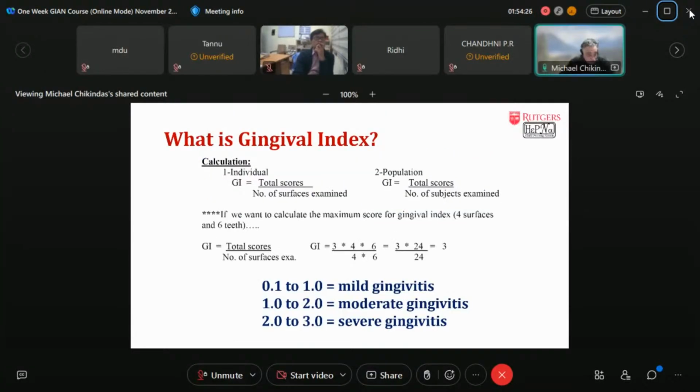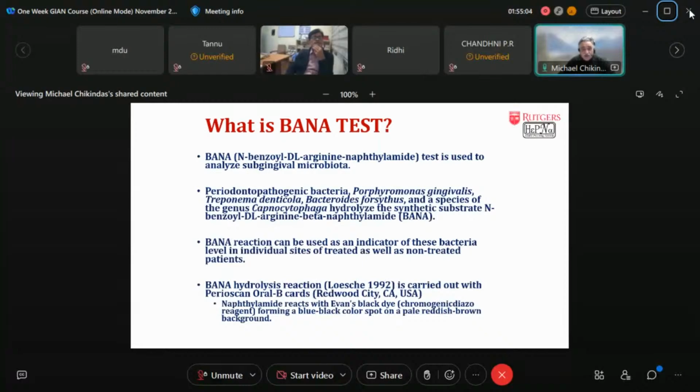What is the gingival index? How is it calculated? It can be calculated in individuals, or it can be calculated in populations. Total score divided by the number of surfaces examined, or total score divided by the number of subjects. And the scores are distributed as 0.1 to 1 mild, 1 to 2 moderate, and 2 to 3 severe gingivitis. So we need to understand these parameters because we will see them in the future slides.